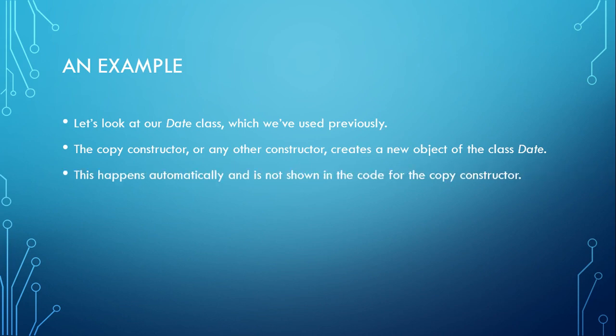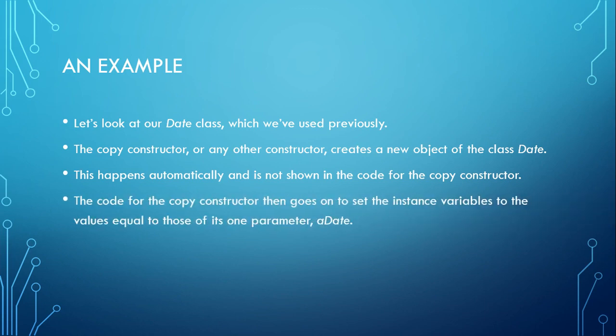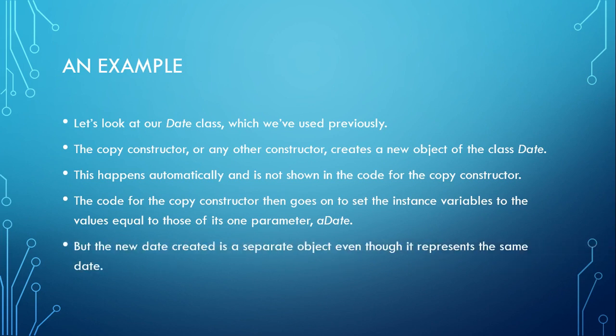Now this happens automatically, and it's not showing the code for the copy constructor. I'm not going to put comment lines in there saying this is a copy constructor, simply because it's kind of self-explanatory and Java will handle it. Now the code for the copy constructor goes on to set the instance variables equal to those of its one parameter, a Date. But the new Date created is a separate object, even though it represents the same date.